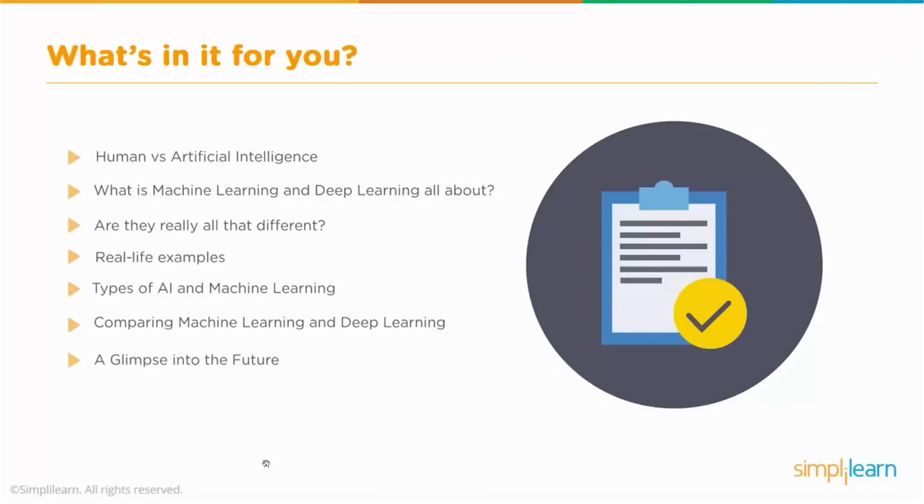So we looked at a few examples. What's in it for you? First, we're going to talk about human versus artificial intelligence. This is very important because this is our marker. We as humans are amazing, and so we want to understand how artificial intelligence compares and what it does that it can accelerate above humans and how it can integrate with the human experience. What is machine learning and deep learning all about? Are they really all that different? We'll have a few more examples in here, and then we'll talk a little bit about types of AI and machine learning and comparing machine learning and deep learning. And finally, a glimpse into the future.